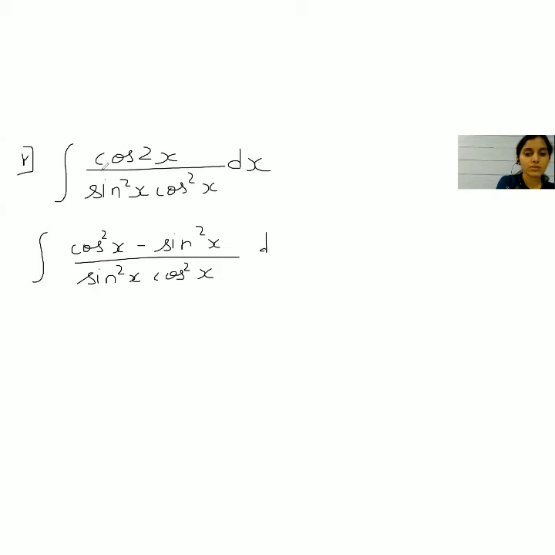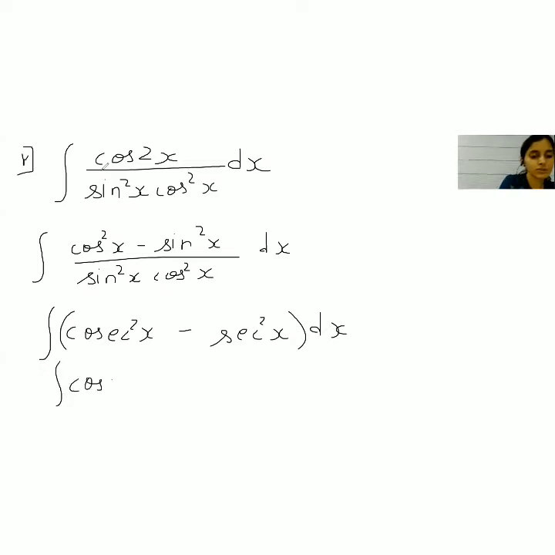Okay. When you split the denominator to each of them, you'll get integration of, when I put the denominator for the first term, I'll get 1 upon sine square x, that is cosec square x, minus, I'll get 1 upon cos square x, that is sec square x, dx, right? So what will we do? We separate the integration sign to each one of them, cosec square x dx, right, minus integration of sec square x dx.